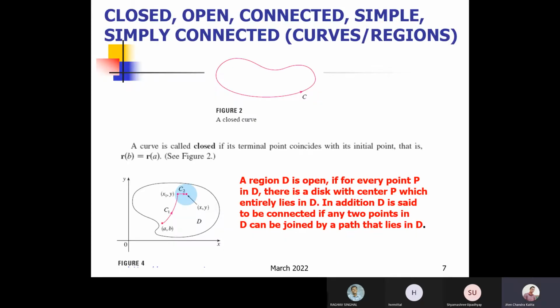Okay. Now let us come to closed, open, connected, and simply connected. Maybe I don't know whether I'll be able to finish in this class itself, but let us see how far we can go. So let us come to the concept of closed curve. And this open, it is not about a curve. Remember, this open is about a region D. Okay, fine. So let us concentrate on the closed curve for the time being, and after that I'll come back to this open.